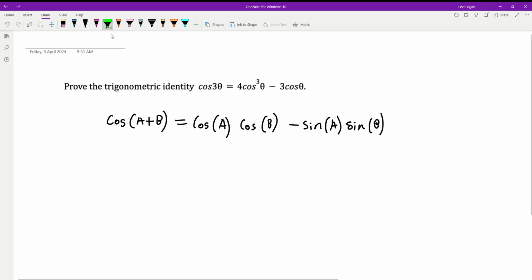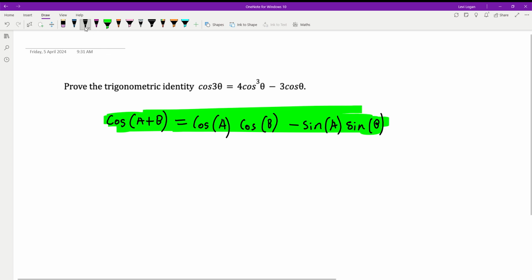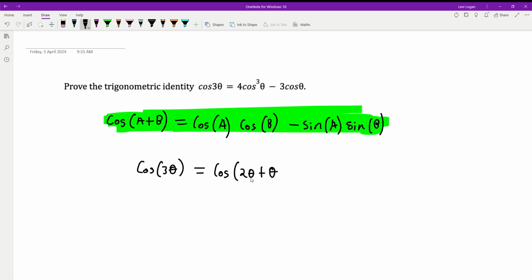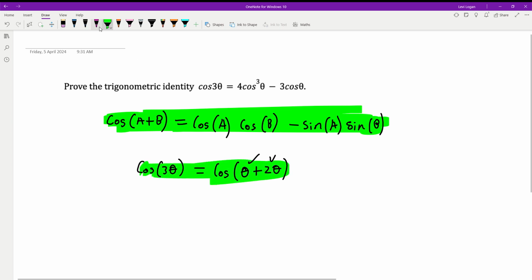The reason I want to use this particular identity is because I can rewrite cos of 3 theta like so. Cos of 3 theta is the same as cos of 2 theta plus theta, or vice versa. And I want to use it like this because theta and 2 theta are more common expressions that you can use in trig identities, okay? So I want to use this identity on this expression because that will give me a cos theta, a cos 2 theta, a sine theta, and a sine 2 theta. That will allow me to use other trig identities, okay? So if we use that straight away, we can just write it like that.